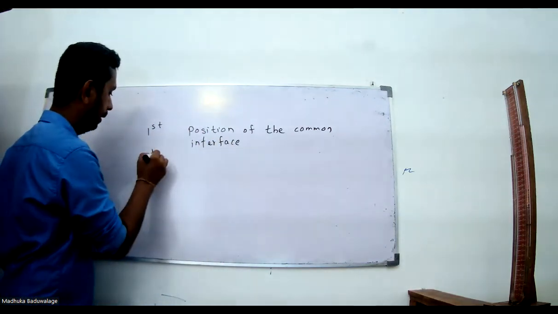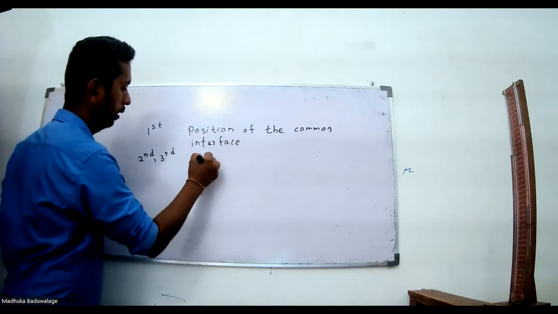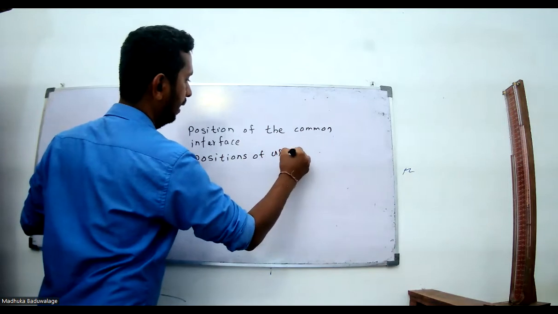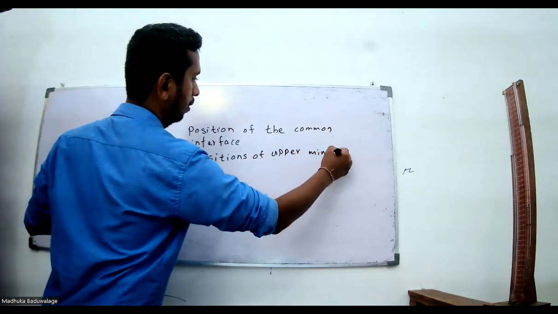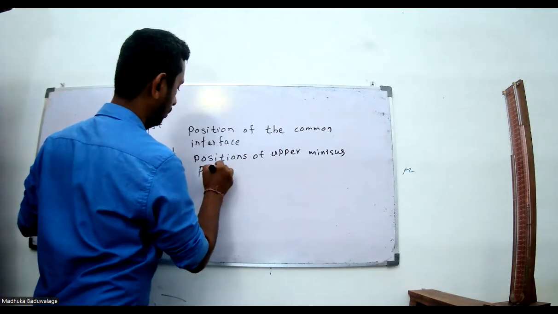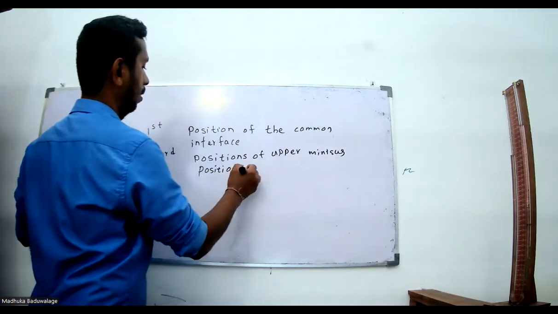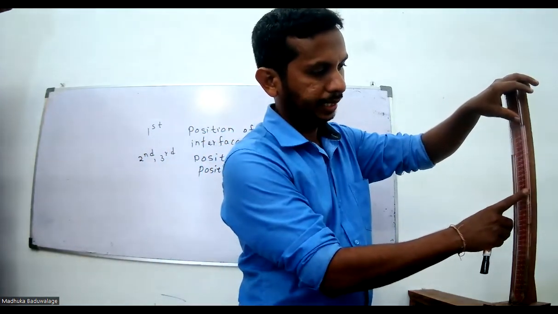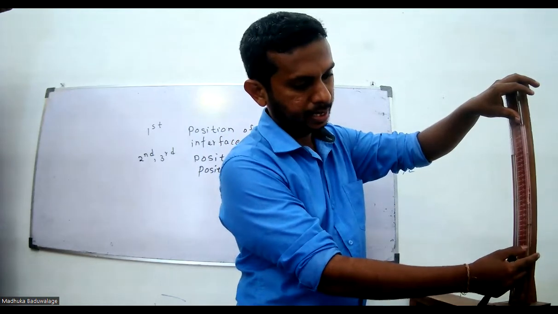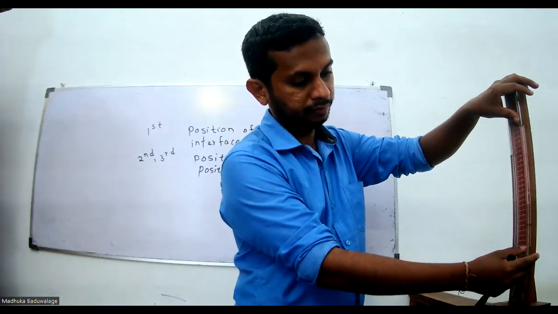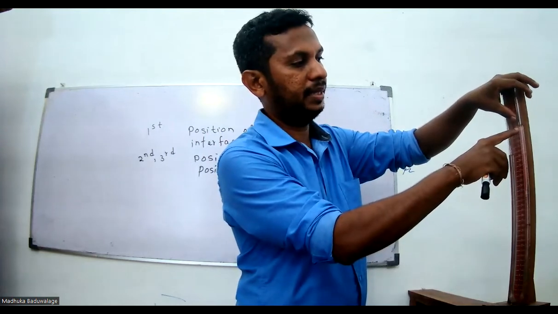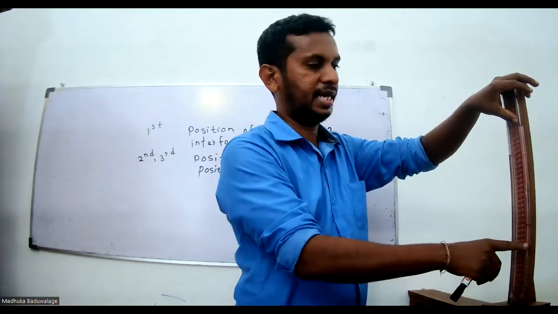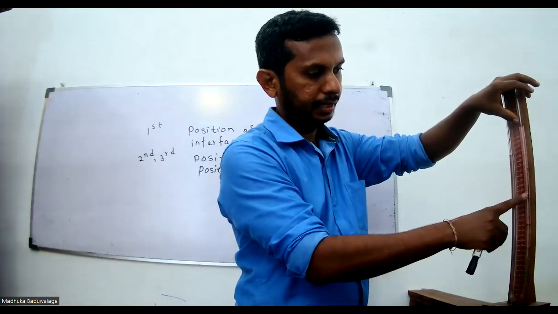The second and third readings are the positions of the upper meniscus. In other words, if we want to get the height of the kerosene oil column, what are the readings that we have to take? The lower position, meaning the position of the common interface, and the upper meniscus position of the kerosene oil column. Using that difference, we can find the height of the kerosene oil column.